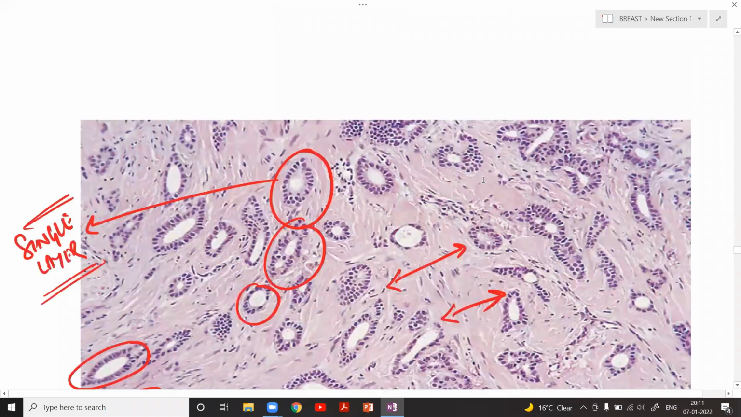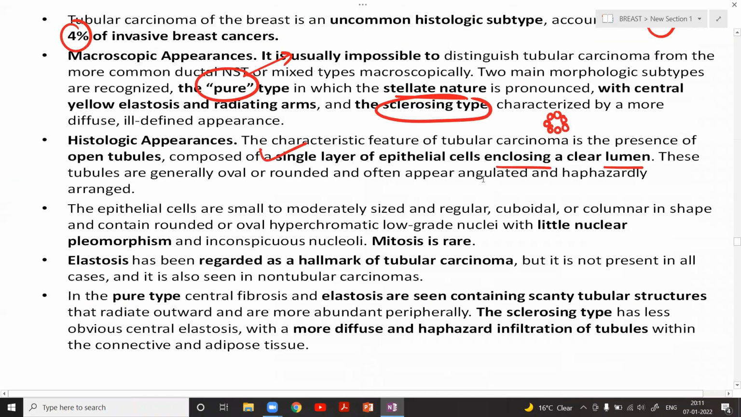Okay. Now they have very little nuclear pleomorphism, just like we were discussing about lobular carcinoma. Very important thing, elastosis has been regarded as the hallmark feature of tubular carcinoma, but it is not present in all cases. So in which variety do we see elastosis? In the pure variety, we will see elastosis. There are areas of central fibrosis and elastosis, just like the radial scar, where we will see the scanty tubular structures which are present.